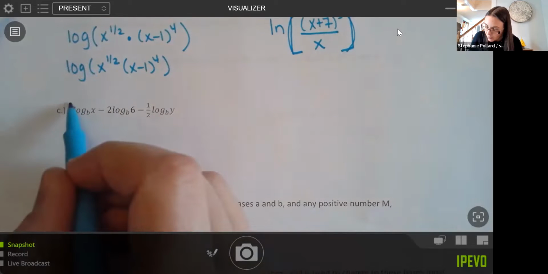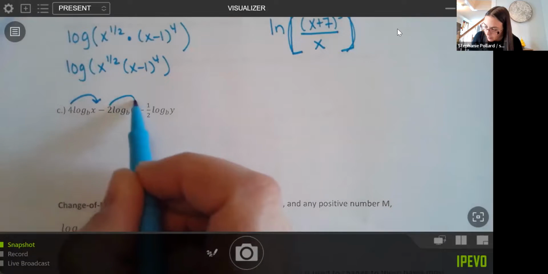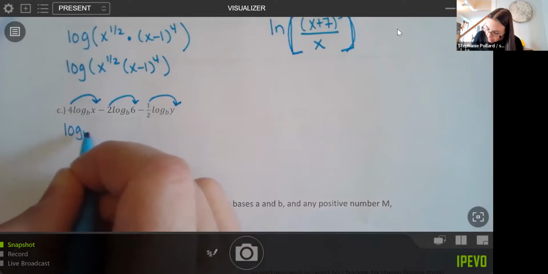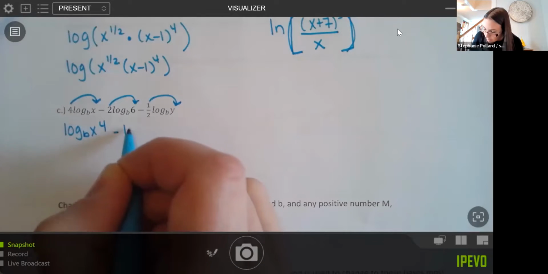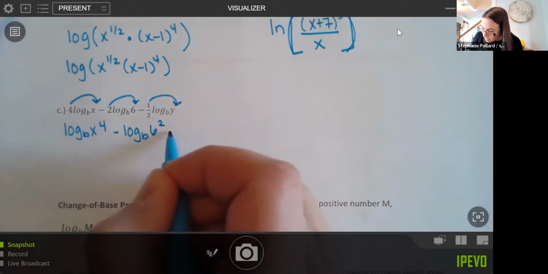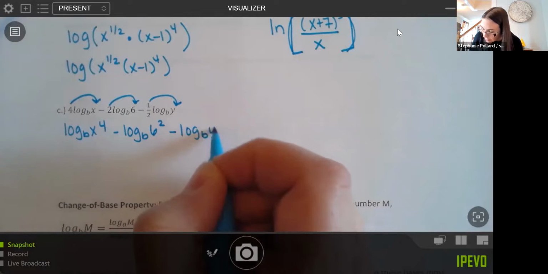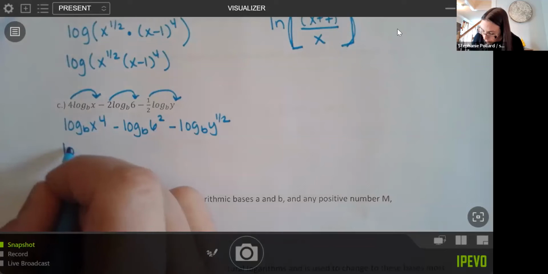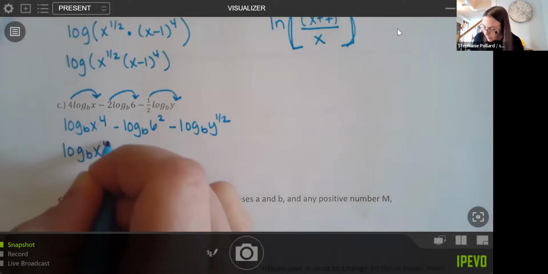So here I want to put those powers back on. So I have log base b of x to the 4th minus log base b of 6 squared minus log base b of y to the 1/2. And do notice that all my bases are the same, which is really nice. It makes things a lot easier here. It actually allows me to combine them together.